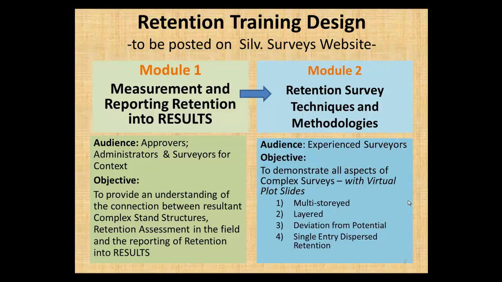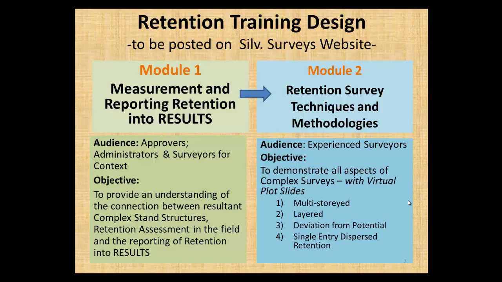The second module is more for experienced surveyors. It's really the complex surveying techniques that are available in the survey's guidebook, but more explained and gone through. In 2011, I did a training session that we posted online as well for those techniques and methodologies. The whole intent of module 2 is to demonstrate all the aspects of complex surveys, from multi-story to layered to deviation from potential, and from single entry dispersed retention that we have developed for the coast. And there are some virtual slides. I know we can't go into the field quite online here, but to follow through the plots in that regard.